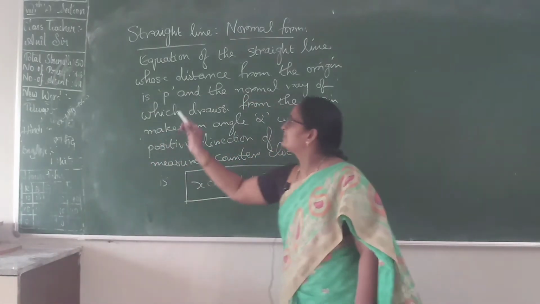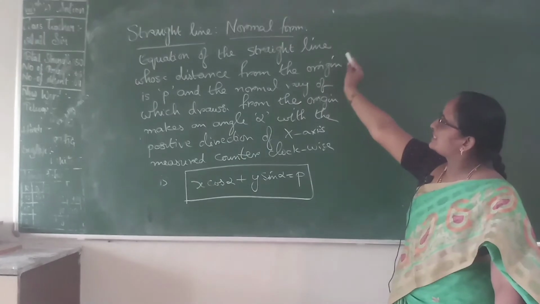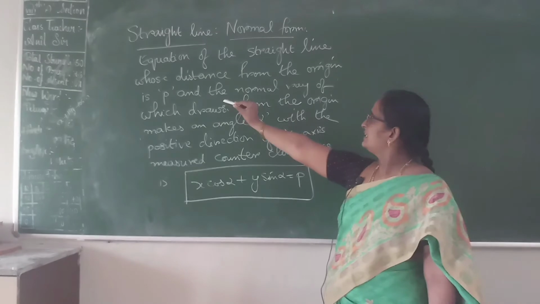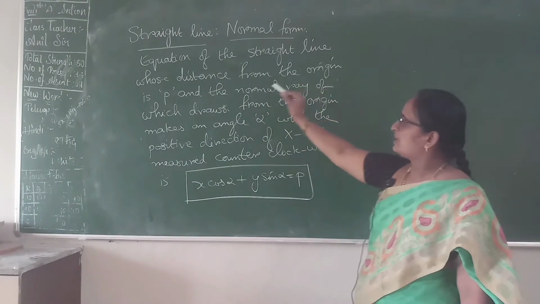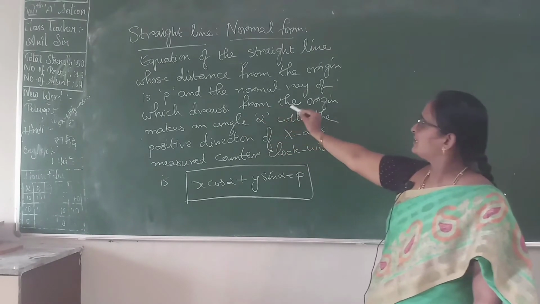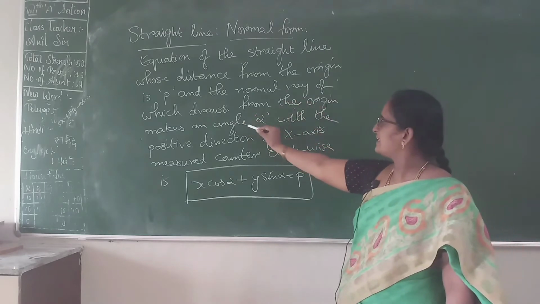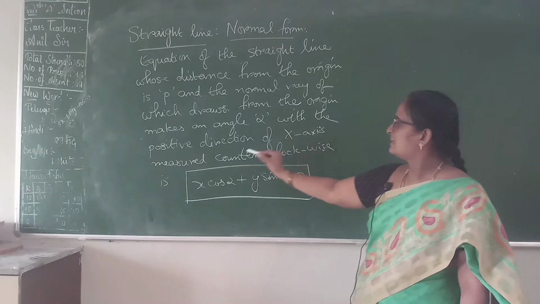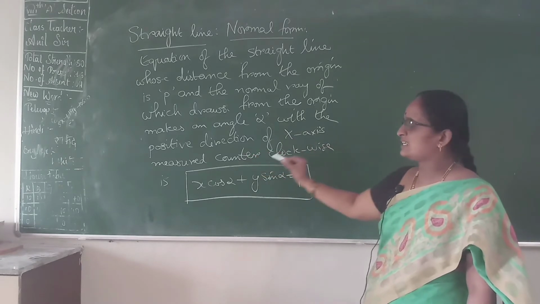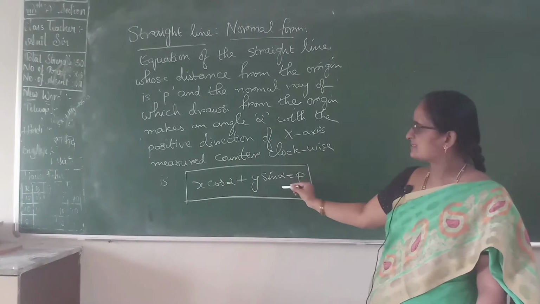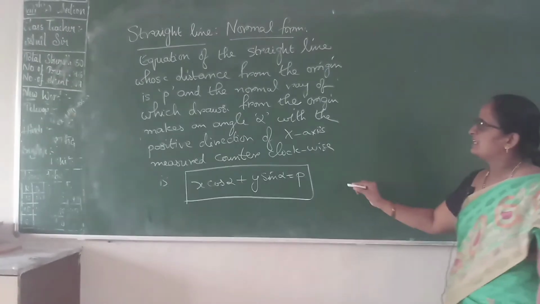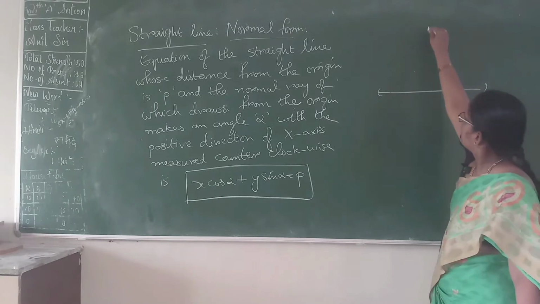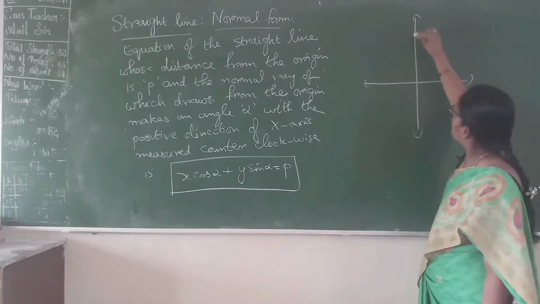First you can see here what is given: the equation of the straight line whose distance from the origin is p, and the normal ray of which, drawn from the origin, makes an angle alpha with the positive direction of x axis measured counterclockwise, is x cos alpha plus y sin alpha equal to p. That means let us consider here, this is the straight line.